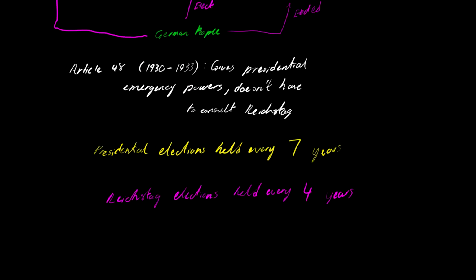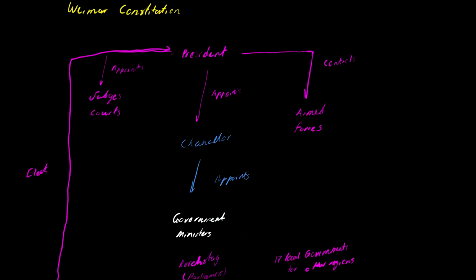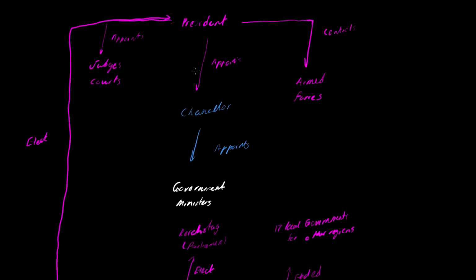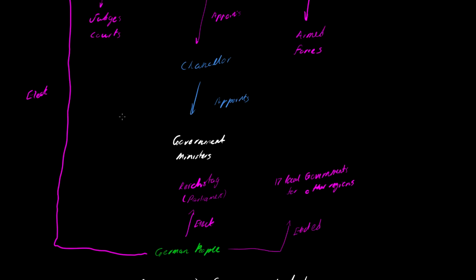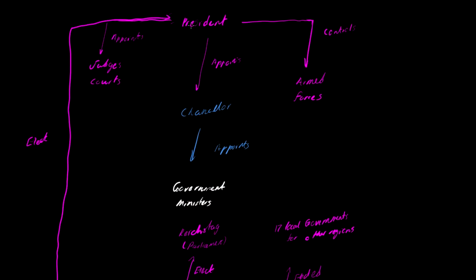And of course, we saw the different roles earlier. The idea of the chancellor is to appoint government ministers, and the government ministers send laws to the Reichstag for approval. And the president does a lot more. He controls the armed forces, the judges and courts, and he also appoints the chancellor. So the president does actually have a significant role, arguably more significant than the chancellor, who just appoints government ministers.